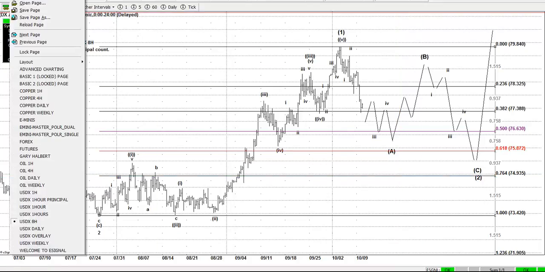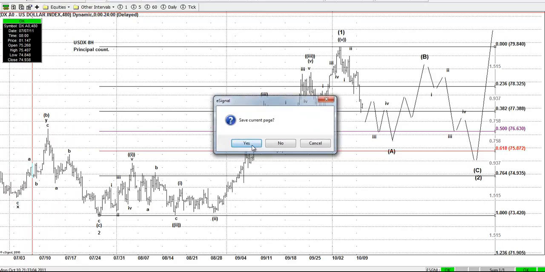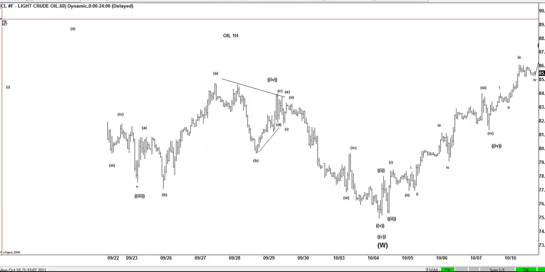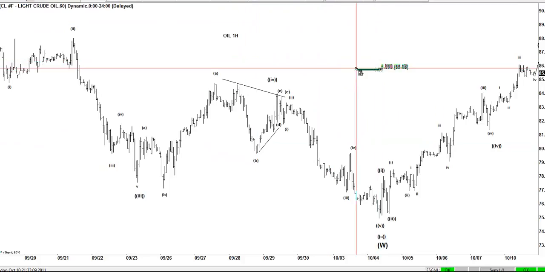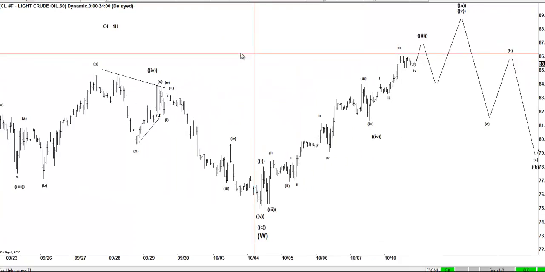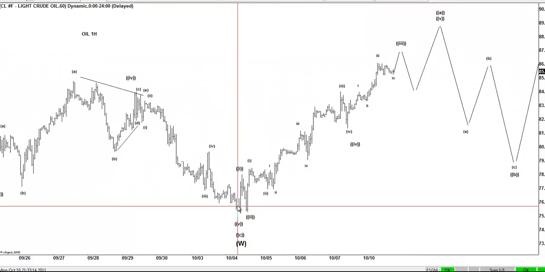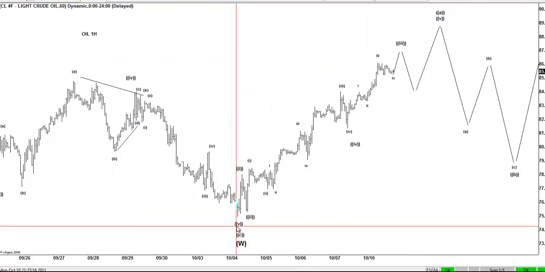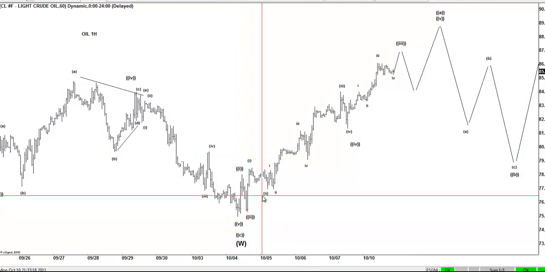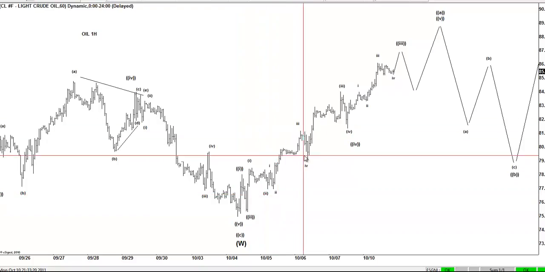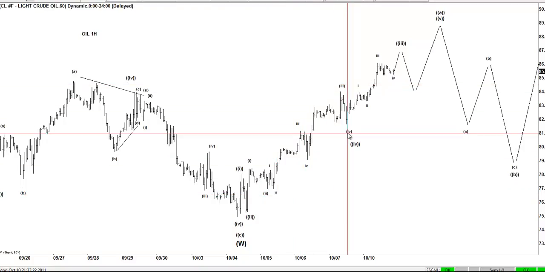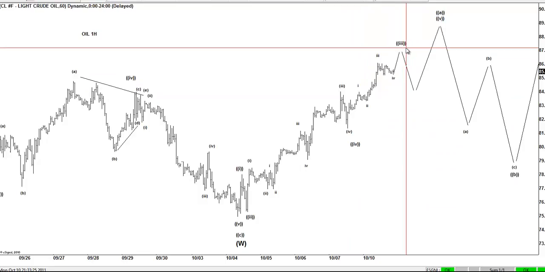Let's move on pretty fast to one of the most clear structures in the whole market. You guys know already oil in the daily, so I don't want to cover that. I don't want to get too much repetition. But it looks like oil is like this: 1, 2, 1, 2, 1, 2, 3, 4, 5, 3, 4, 1, 2, 3, ending 5, another 4, and another 5.